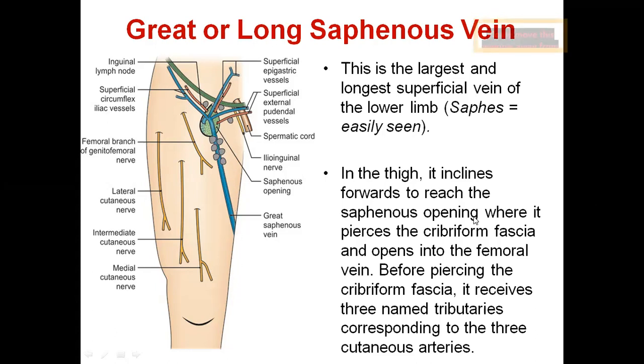Okay. So in the thigh, it is inclining forwards to reach one of the openings in the fascia of the thigh, that is the fascia lata, which shows this oval opening, which is actually called as saphenous opening. Okay, in the deep fascia, there is an opening called as saphenous opening. Through saphenous opening, the great saphenous vein is passing through this, and it is opening into the femoral vein. We are going to discuss this in much detail exclusively in venous drainage of lower limb. It's only one point to be discussed here.